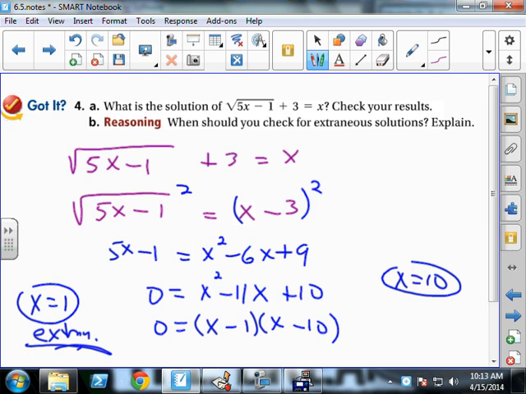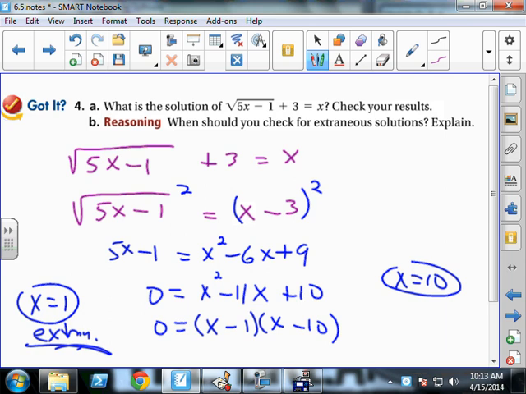How do you tell which one is the extraneous one? You have to check. Sometimes it's the bigger one, sometimes it's the smaller one. You just have to check. Maybe there is a shortcut, but I don't know how to tell with a shortcut, so you've got to check. You've got to plug them in. It's that simple. Okay? When should you check for extraneous solutions?